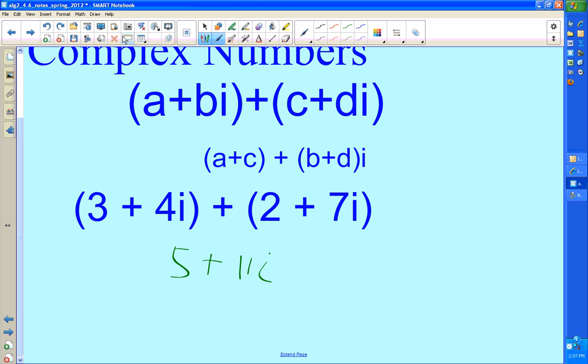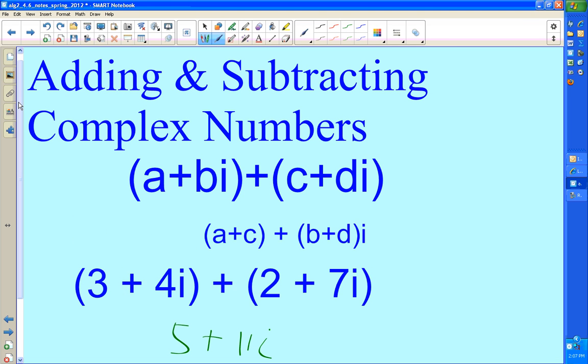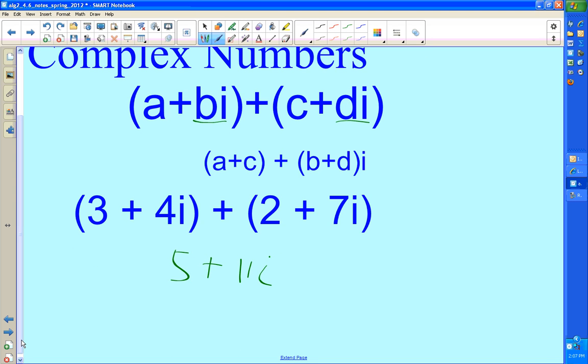But no, these are complex numbers. We better explain this to you. Like you're morons, right? Look at this. It's telling you that you're supposed to add the real parts, A and C, and then add the imaginary parts, B plus D, and then multiply it by i. Do you really need this? Seriously, I'm embarrassed for myself. You guys are so good, there's no reason why we can't just throw this at you.